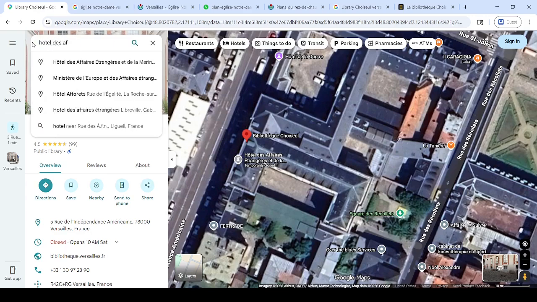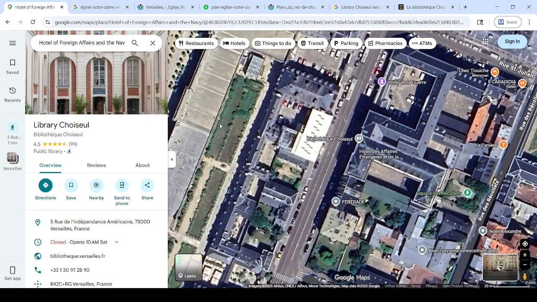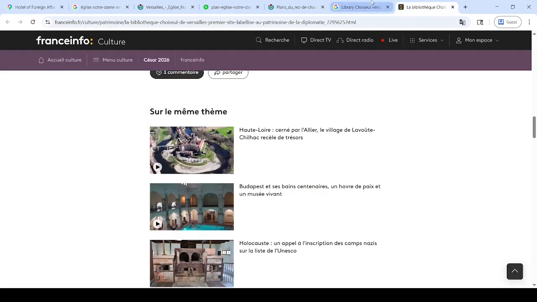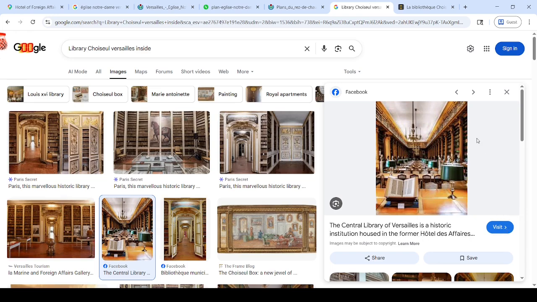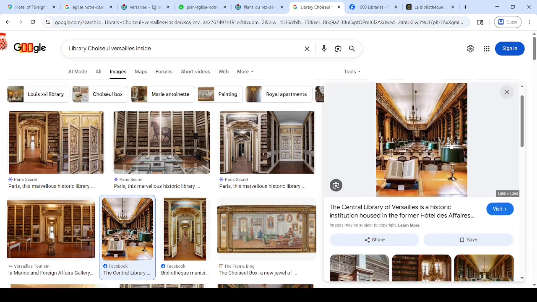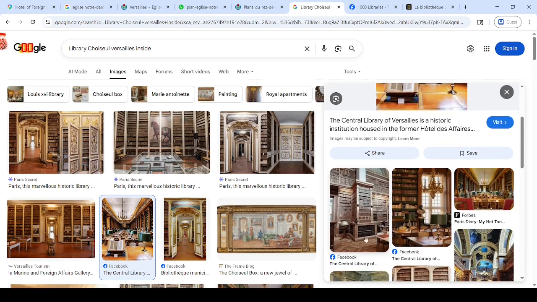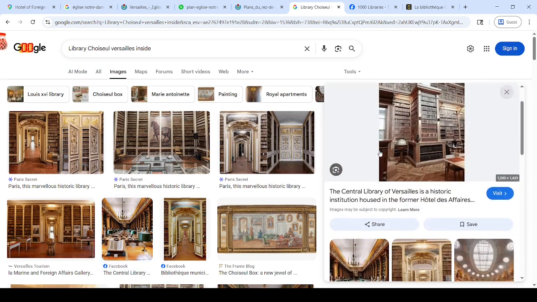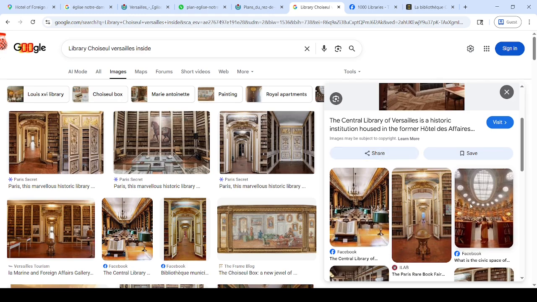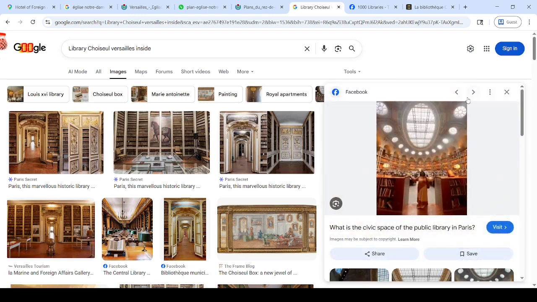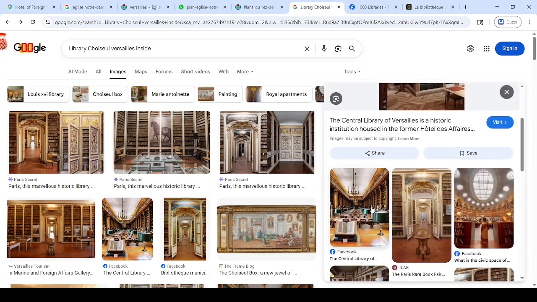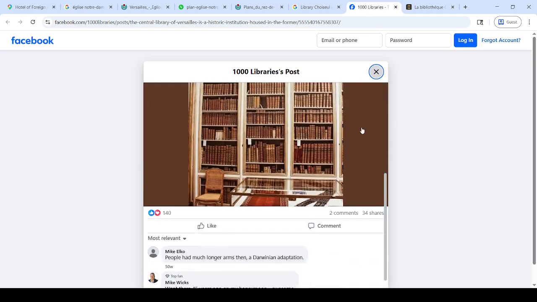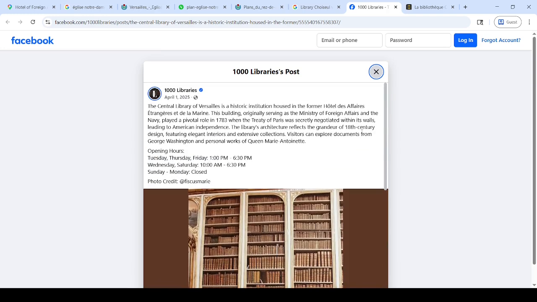Let's see, the Hotel des Affaires, Hotel of Foreign Affairs, and the Navy. Historical landmark. Let's see what happens when we visit this page, because we see a couple of images that look a little bit different from what we've seen already. Now that's in Paris. That's completely different. So yeah, let's see. Well, it just comes up with a different picture, and there are no other pictures attached.